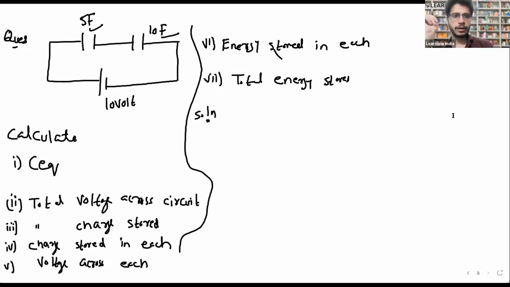So you are calculating total charge. But for the second part, I need total voltage. No. Total charge stored, okay. That's the third part of the question. Okay, yes, sir. That's why I was saying.